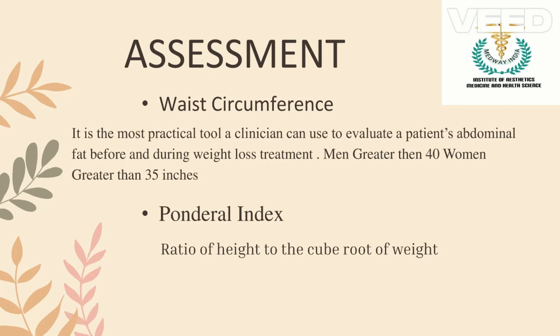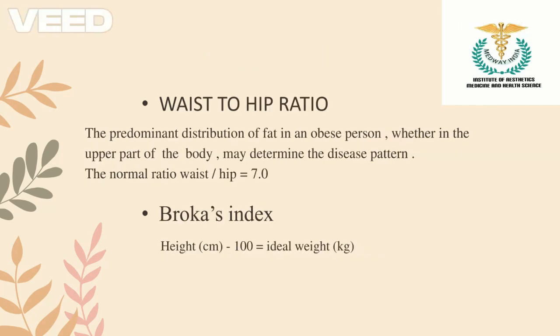That happens. And then ponderal index is the ratio of height to the cube root of weight. So that is the thing. And then we have to calculate the waist and hip ratio. Waist by hip is equal to 7.0. Okay, that is the formula. And Broca's index is going to be height in centimeters minus 100. That will help you arrive at ideal body weight.